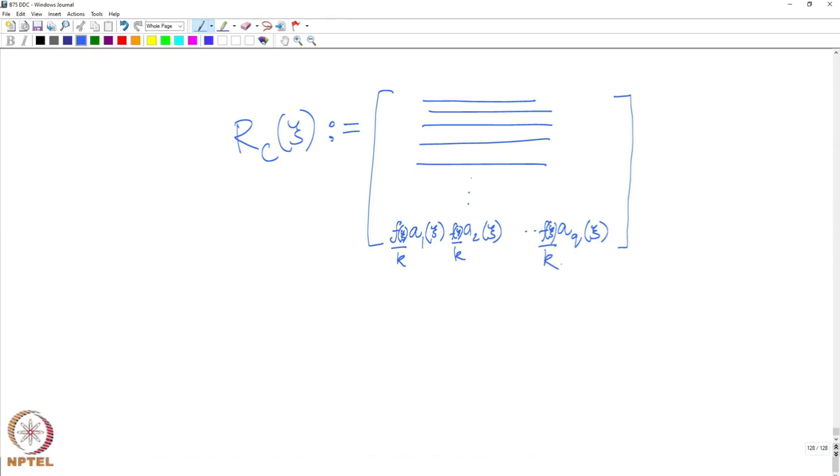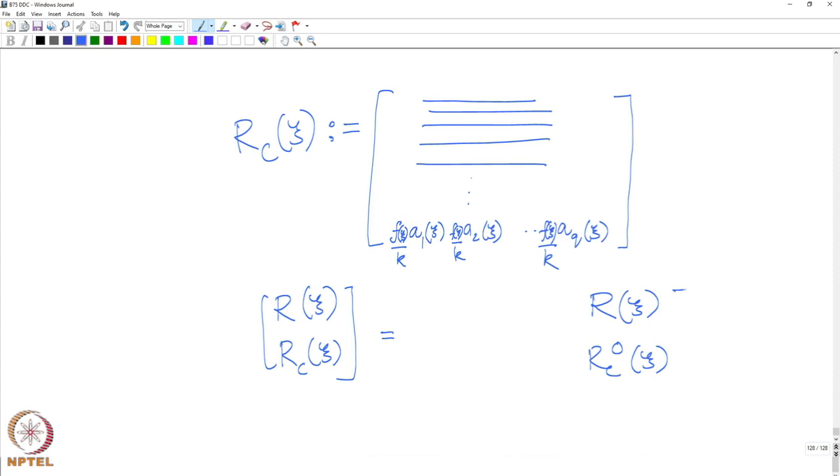What does this do? If this is your rc xi obtained from rc0 xi, then notice if I have r xi and rc xi, what will be its determinant? It is exactly the same matrix. So, let me write down. This matrix is the same as r xi, rc0 xi, but the last row is multiplied by f xi by k.